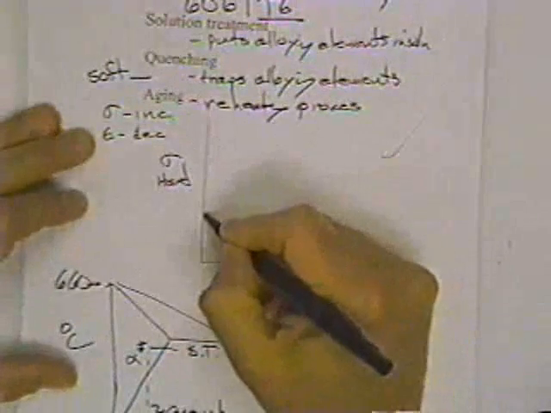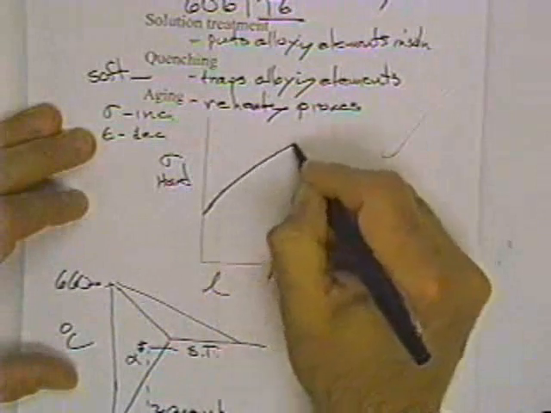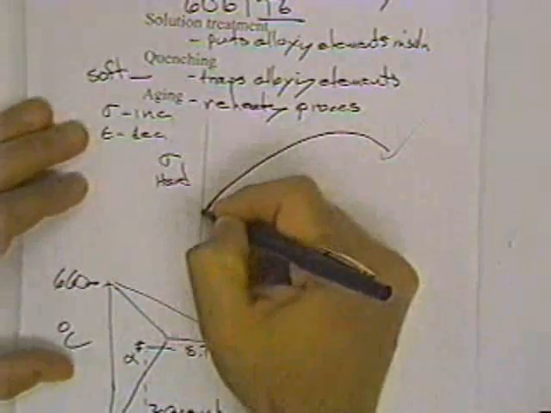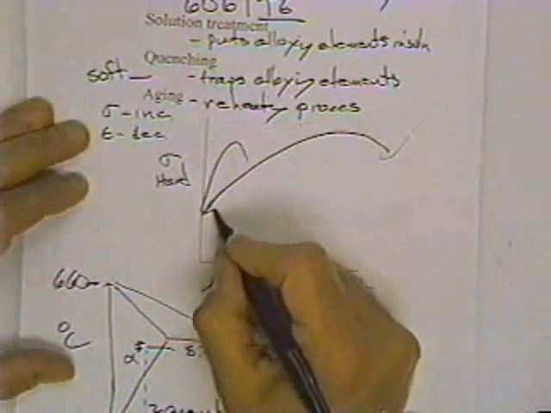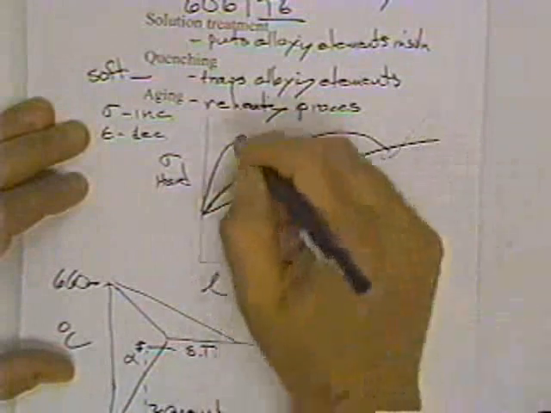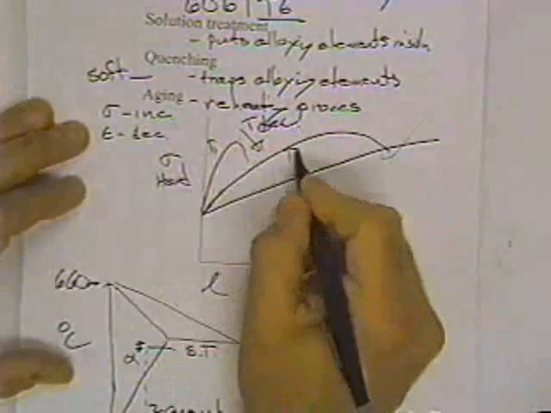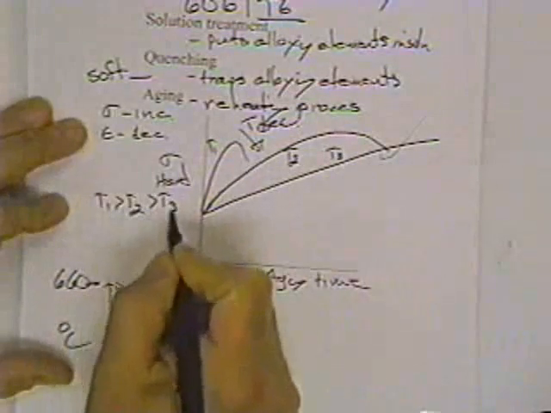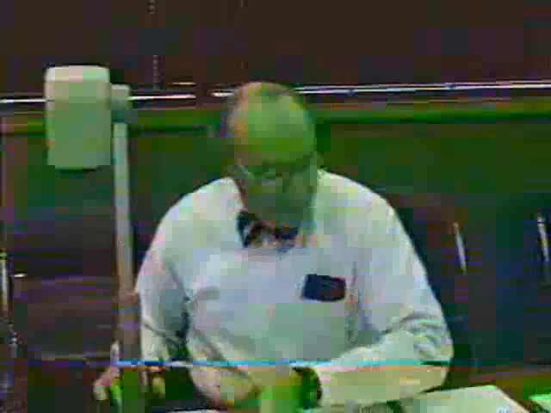what we will find out is that there will be an increase to some maximum value if we do it for higher temperatures or lower temperatures and longer times. So temperature would decrease as you would go here. So T1, T2, T3, T1 is greater than T2 is greater than T3. So that's another way that you can strengthen materials.